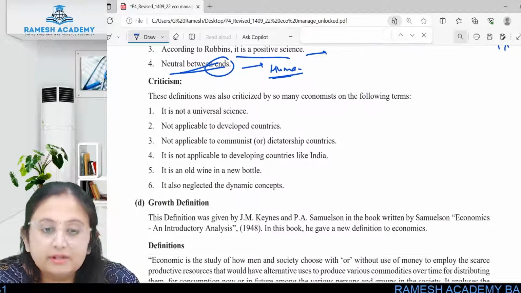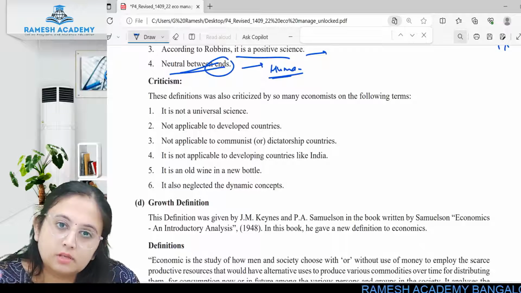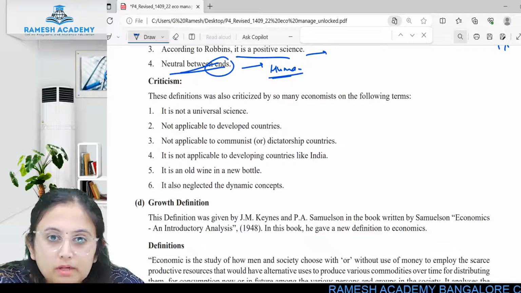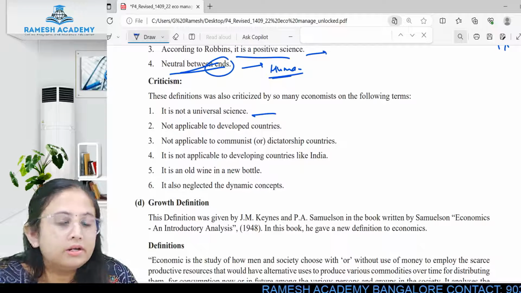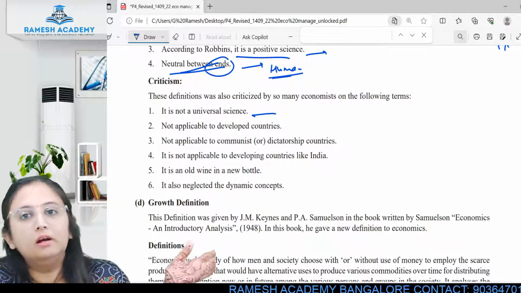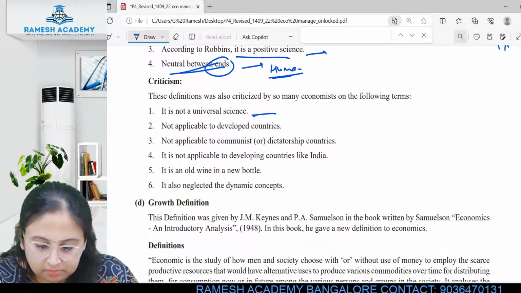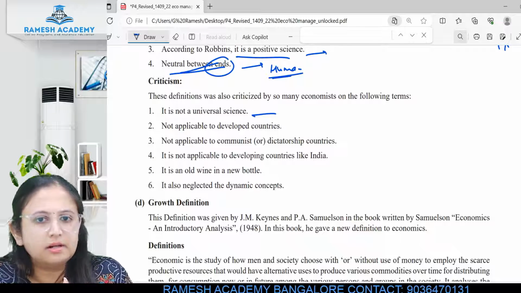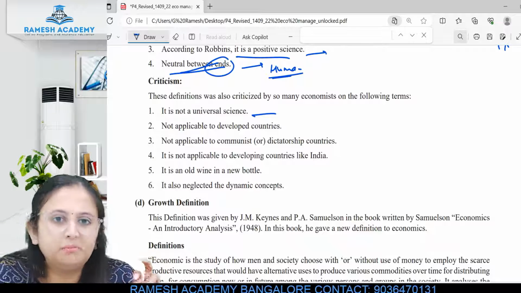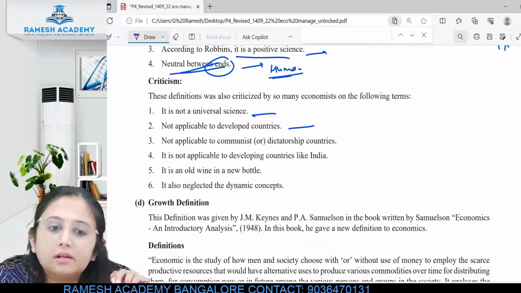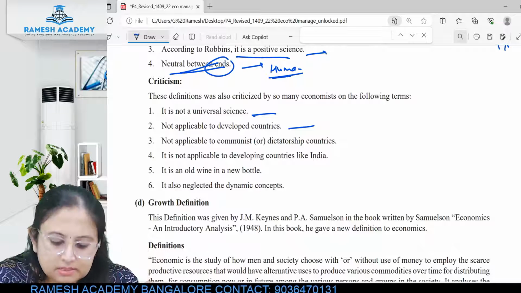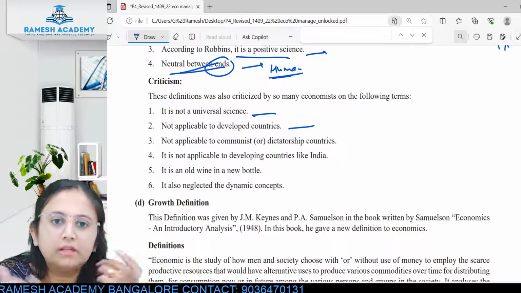When you go to criticism, this Robbins definition also has criticism. So we will see what those criticisms are. First one, it is not a universal science. According to Robbins, it is a universal science. Everybody will accept, but other economists can criticize, no? So they said no, this is not applicable everywhere. This is not a universal science. Then it is not applicable to developed countries. Developed countries have all the resources, so why do they have to worry?